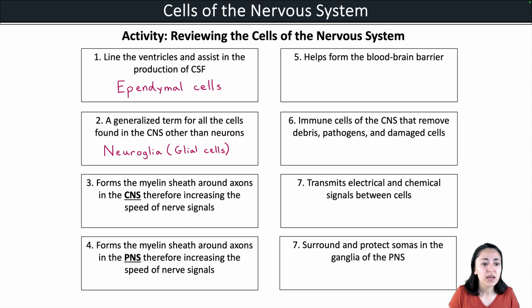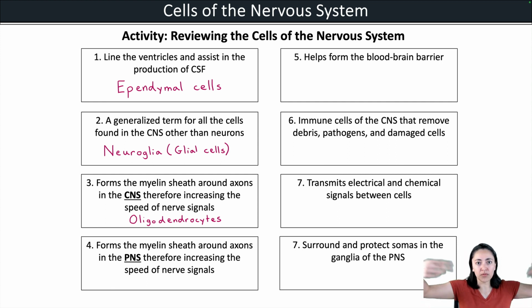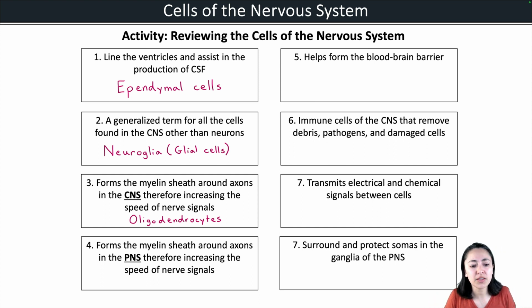Number 3, these cells form the myelin sheath around axons in the central nervous system and therefore increase the speed of nerve signals there. That would be the oligodendrocytes. Oligo again means few, dendro means branching. So these cells have branches on them, and those branches wrap around the axons. Number 4, forms the myelin sheath around axons in the peripheral nervous system, therefore increasing the speed of the nerve signals there. That would be the Schwann cells.